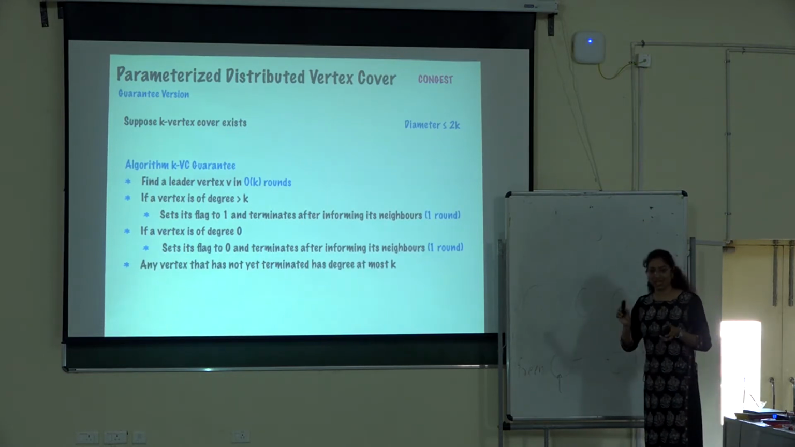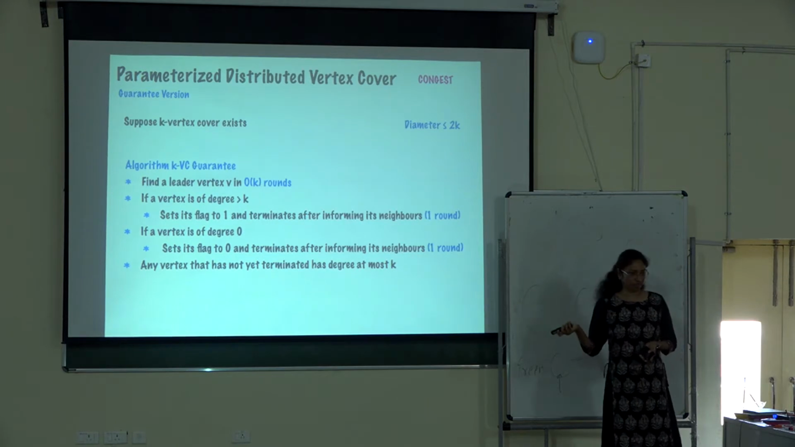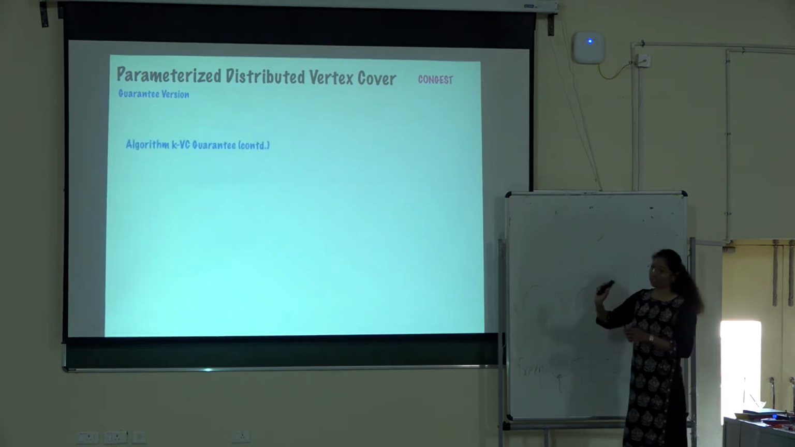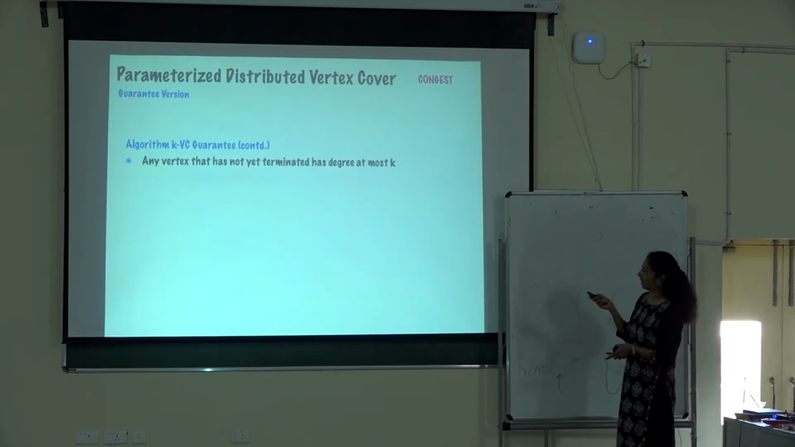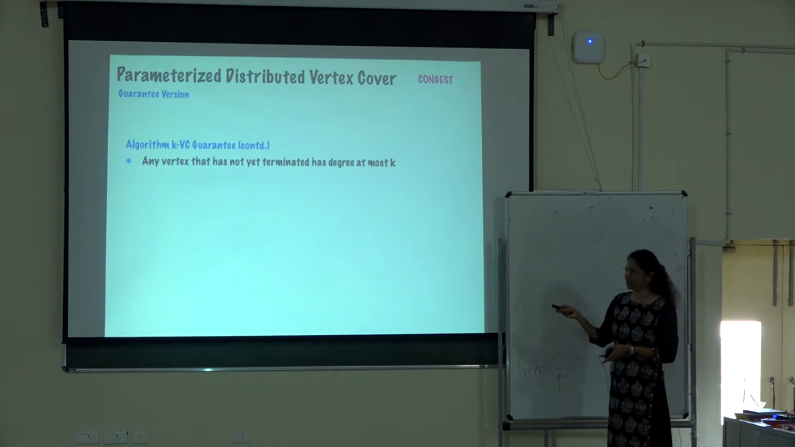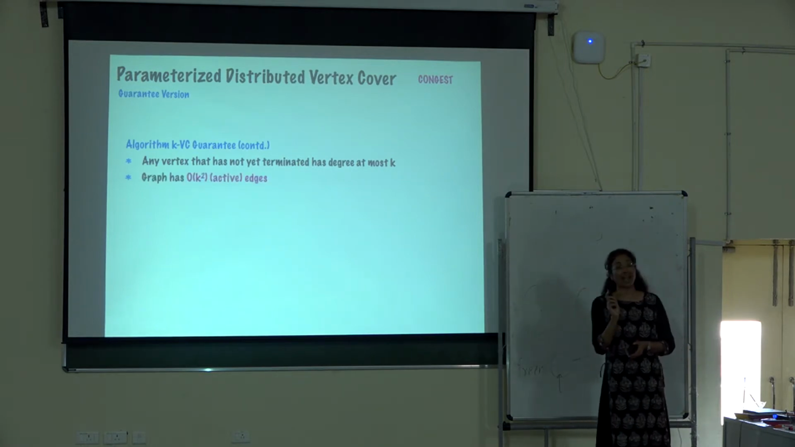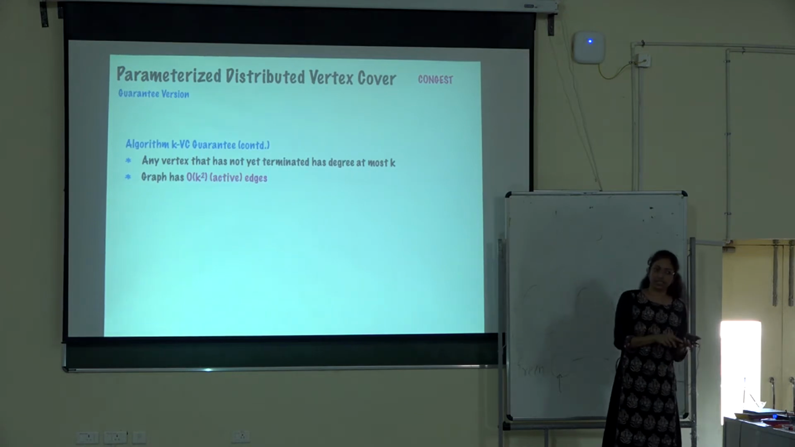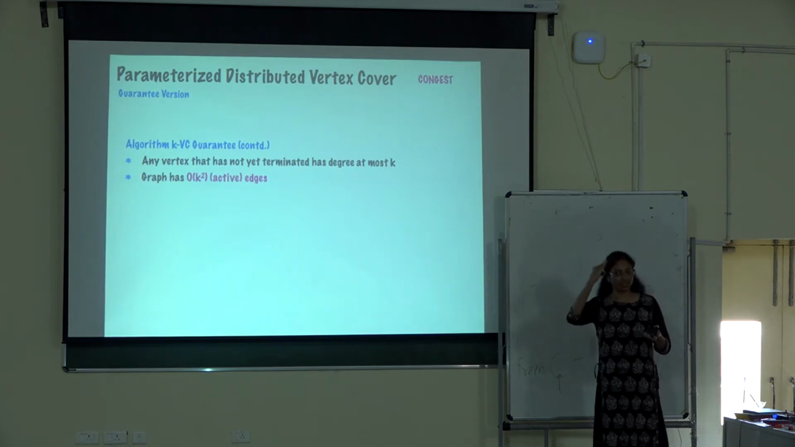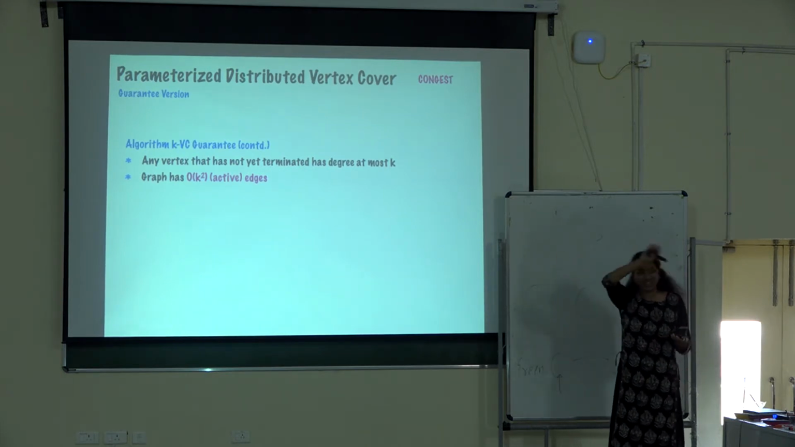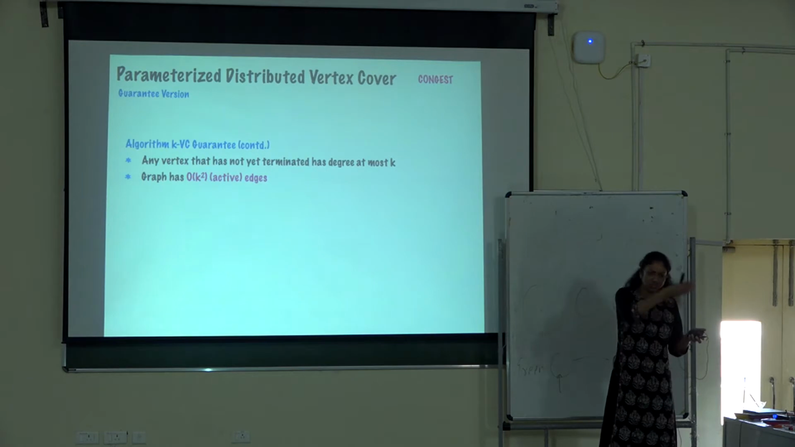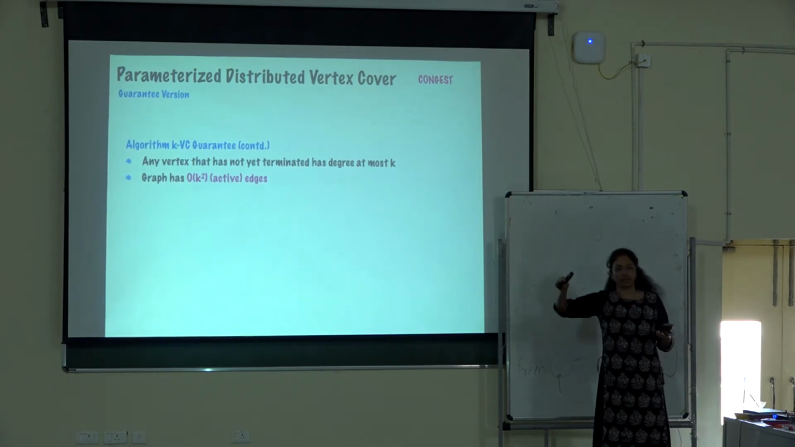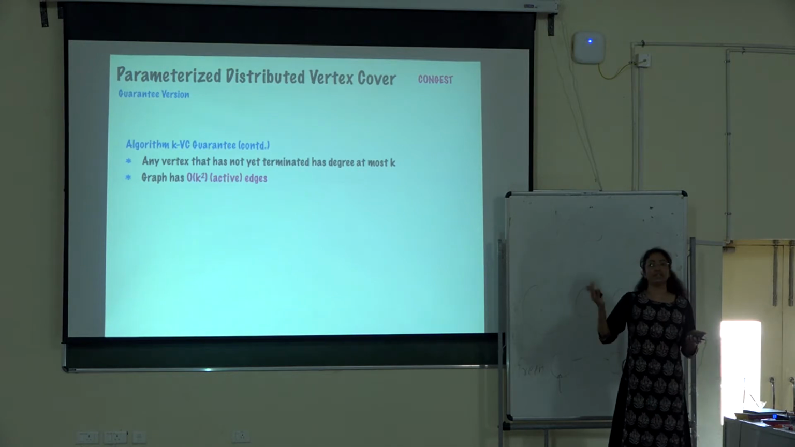So now, any vertex that is still active has degree at most k. And we are still in the guarantee version. We know that we have a vertex cover of size k at most. So any vertex that is not yet terminated has degree at most k. The graph has at most k square active edges, because there is a vertex cover of size k. If you have removed the vertices of high degree, which have to be in any k vertex cover, the remaining vertices have to cover the edges. How many edges can each of the remaining vertices cover? At most k for each of them. And there can be only k of them, so k into k, k square. The graph cannot have more than k square edges.